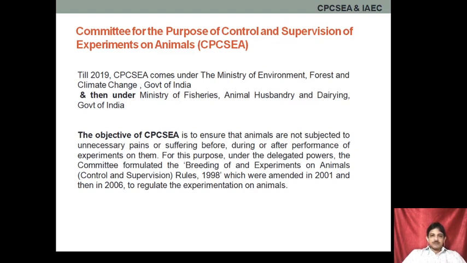Now the objective of CPCSEA is to ensure that animals are not subjected to unnecessary pain or suffering before, during and after performance of the experiment on them. That means whenever we are using animals, they should not get unnecessary pain before, during and after the experiment. For this purpose, under the delegated powers, the committee formulated the Breeding of and Experiments on Animals Control and Supervision Rules, 1998, which were amended in 2001 and then in 2006 to regulate experimentation on animals.